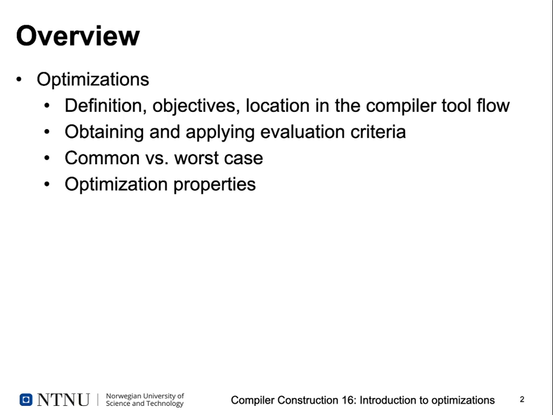Then we, of course, need to figure out how to evaluate if an optimization we're going to apply is actually useful. So we're talking about obtaining and applying criteria for the evaluation. We'll also talk about optimization objectives in general. So if you want to optimize, for example, for the common case or for the worst case, depending on your application. And finally, we'll look at some optimization properties.